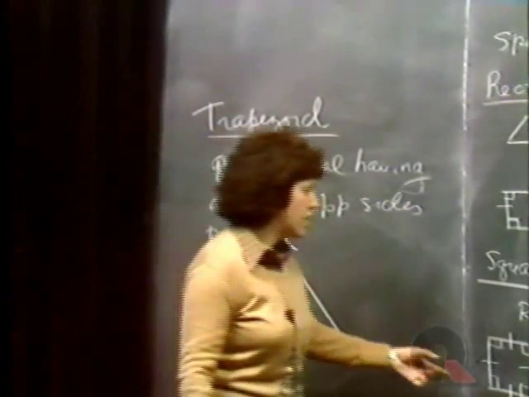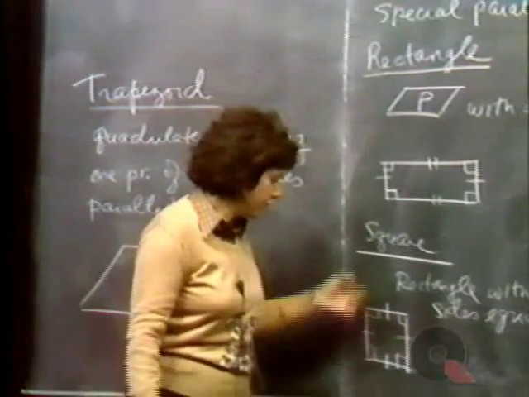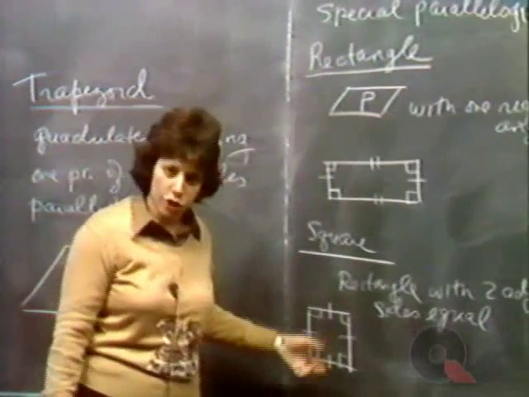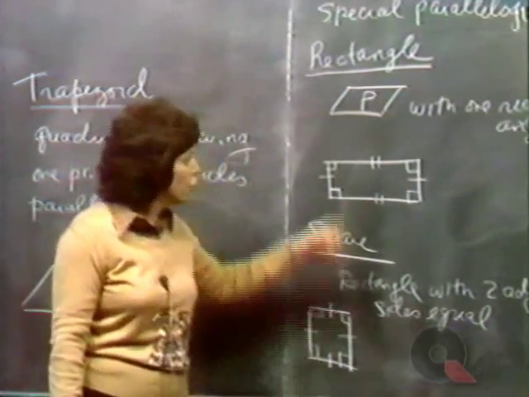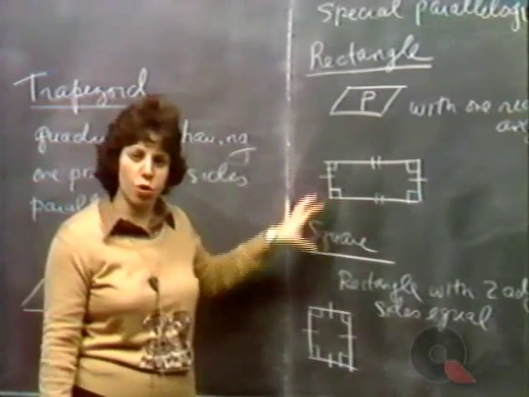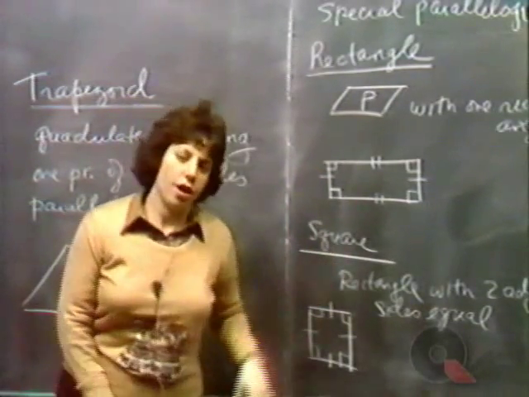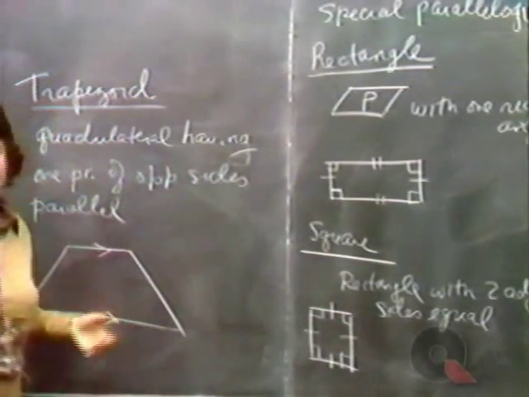Over here, you could say that a square is a rectangle, but if you're looking at something like this, I prefer you to call it a square rather than a rectangle. You could call this a parallelogram, I prefer you to call it a rectangle. Similarly, you could think of a parallelogram as being a trapezoid.